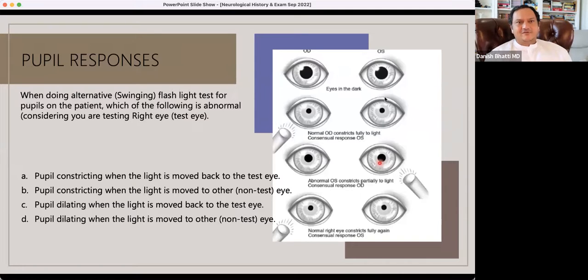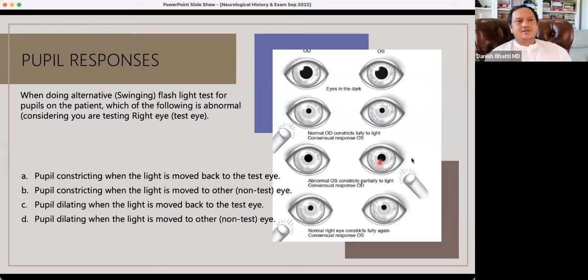However, if that left eye has blindness and cannot appreciate the light, then when the light comes from the right normal eye to the left abnormal eye, the eye would dilate. And if the eye dilates, that means the eye did not get the light once the torch came to this eye. Not only does this eye dilate, the other eye dilates too. And then when you go back to the normal eye, both eyes constrict again.